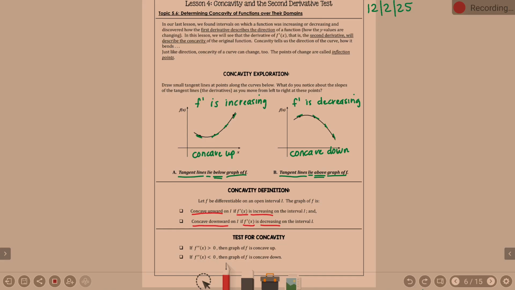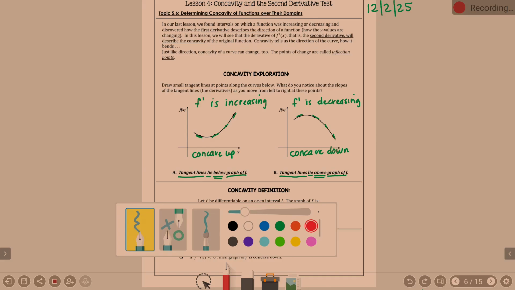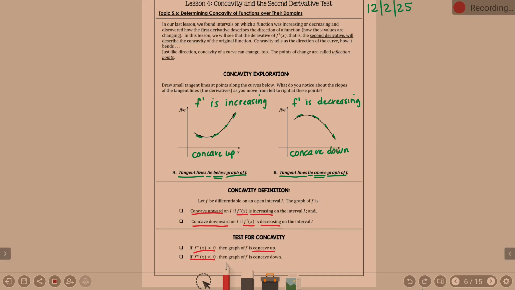This is where the second derivative comes into play, because in order to know if the derivative is increasing or decreasing, we can look at the second derivative. If the second derivative is greater than 0, or in other words, positive, that means the first derivative is increasing, and thus my graph is concave up. Or if the second derivative is less than 0, or in other words, negative, it means my first derivative is decreasing, and thus my graph is concave down.